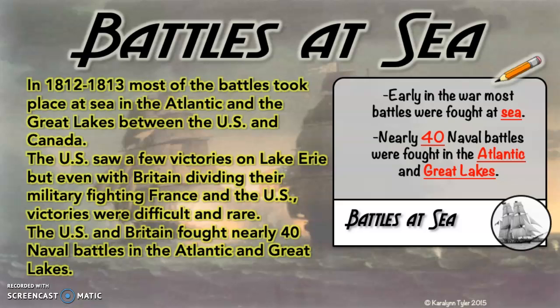All right, so the next couple of slides, we're going to just look at the battles at sea. This is on the same side of your notes as the timeline. So the battles at sea were really, for the most part, in the first year and a half of the war. There were about 40. They took place on both the Atlantic and in the Great Lakes between the United States and Canada.